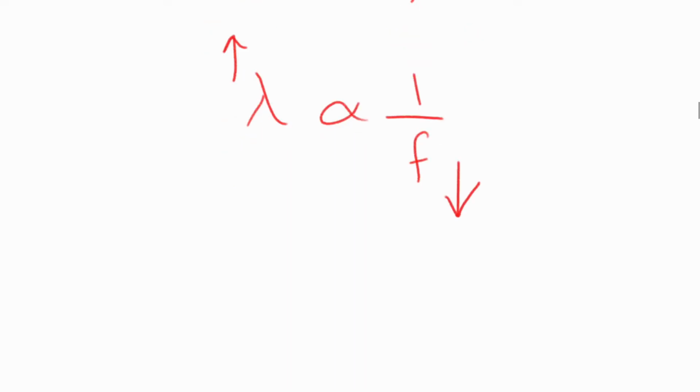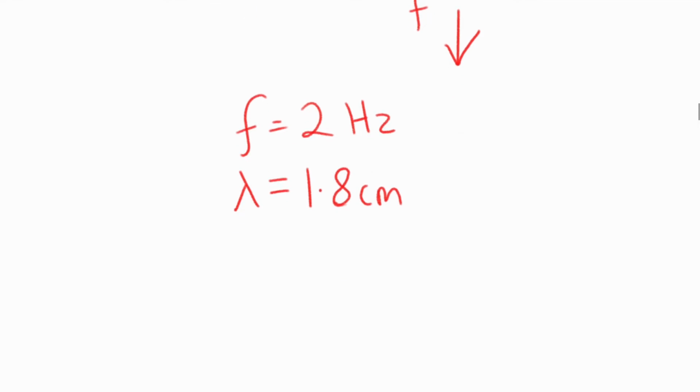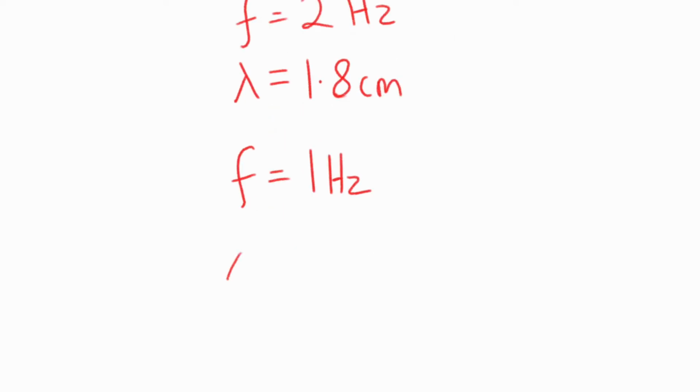So what did we just have? We had a frequency of 2 Hertz. We had a wavelength of 1.8 centimeters. I want you to think now, what's going to happen if we put a frequency of 1 Hertz into that simulator? What would the wavelength become? What do you think about it? Write it down. If you're in class, tell a partner. If you're at home, just write it down.